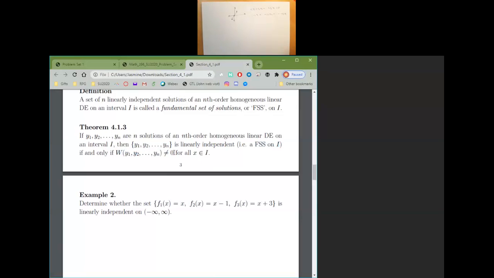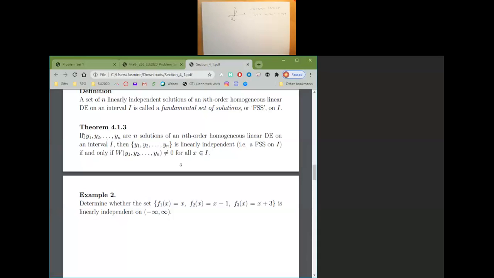In the lecture video, Professor Lee specifically calls out that this is often confused with the statement, not true, that any set of solutions are linearly independent if and only if this is true. That's not the case. This has to be n solutions of the nth order homogeneous linear differential equation. So this is another case of being really careful that all of your assumptions are being met in this theorem.